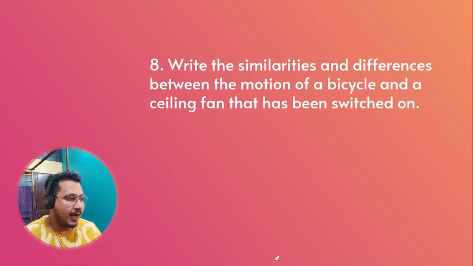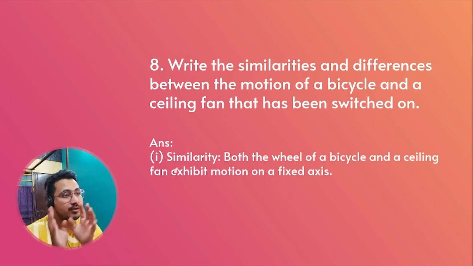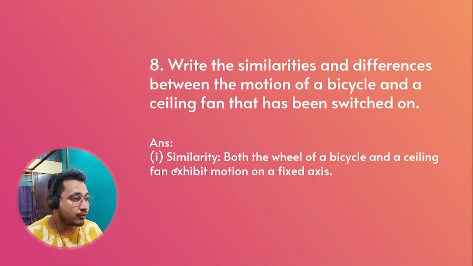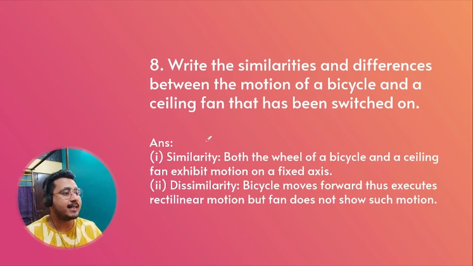Right. Understood. I will also give you these questions after completing this class. So the similarity is what? Both the wheel of a bicycle and the ceiling fan exhibit motion on a fixed axis. Fixed axis. You understand what is fixed axis? Yes, it means in a fixed position. There's a point around which the wheel is rotating, because there is a center of the wheel, and the blades of the fan also have a center, right? There's a fixed center of both of these and they are rotating. That is the actual similarity between these two movements. The wheel of the bicycle and the fan are similarly moving. But there is a difference in their motion. The dissimilarity is that the bicycle moves forward, thus executes a rectilinear motion. Rectilinear motion is a type of linear motion, right?